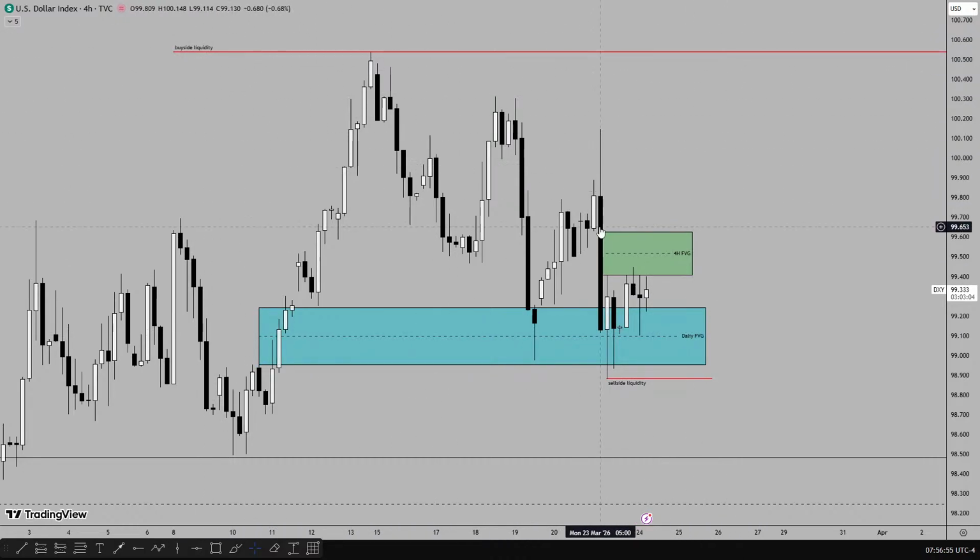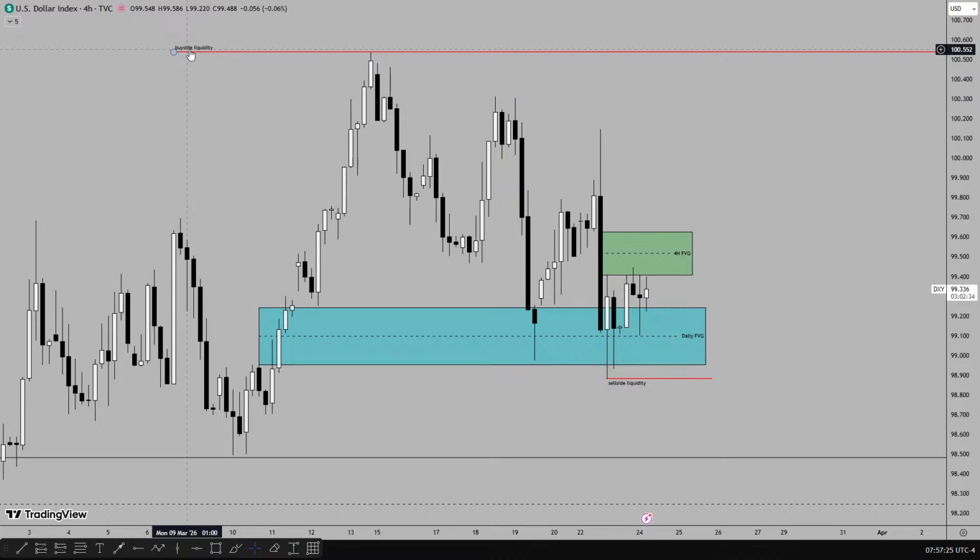So I'm trying to be patient to wait for the alignment. Once there's an alignment between both time frames, those are the times I'll go into more trades, taking aggressive trades in anticipation of a continuation, trading higher to run the buy side liquidity. But the draw on liquidity is still the same. It's just that the timing between both time frames is not fully aligned. That's the whole reason.